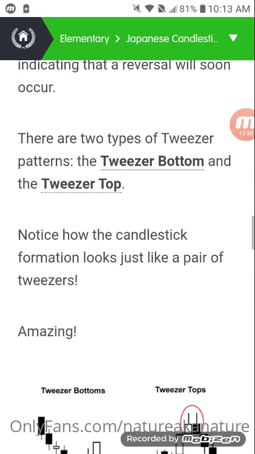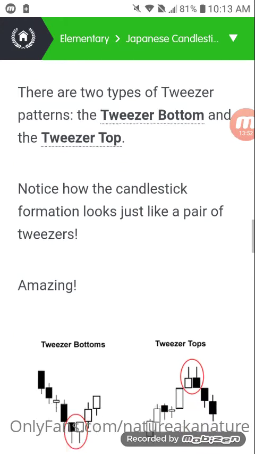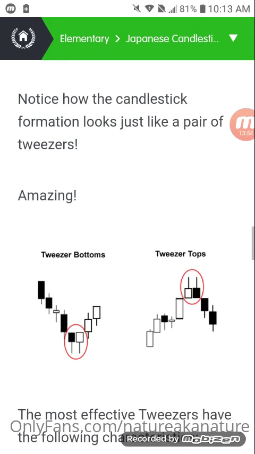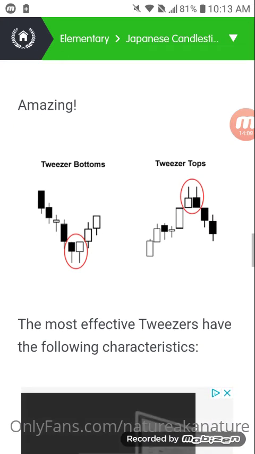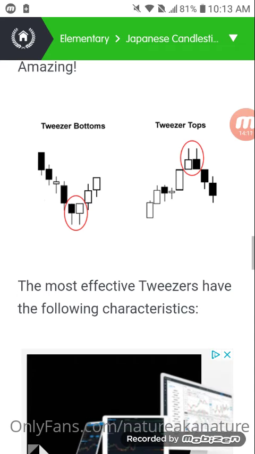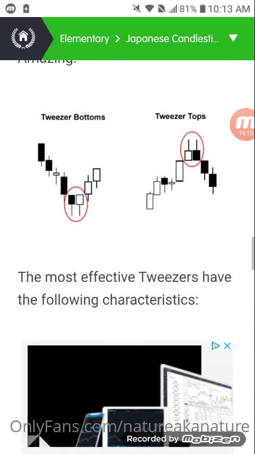Notice how the candlestick formations look like a pair of tweezers. This is the tweezer bottom and this is the tweezer top. They're both dual candlestick reversal patterns. A tweezer bottom means that price wants to head back up, and a tweezer top means that price wants to head back down. The most effective tweezers have the following characteristics.